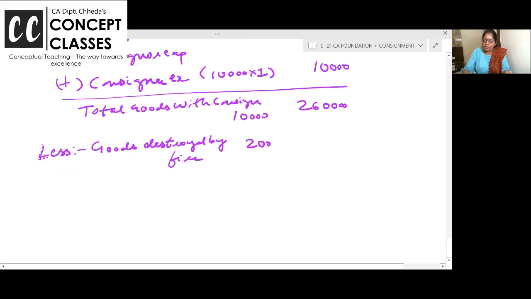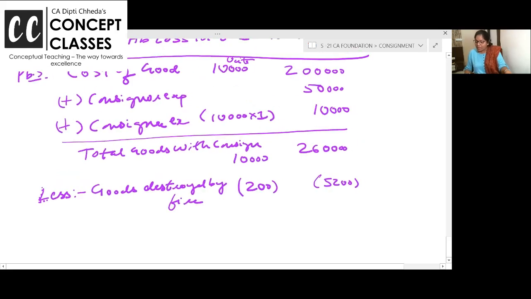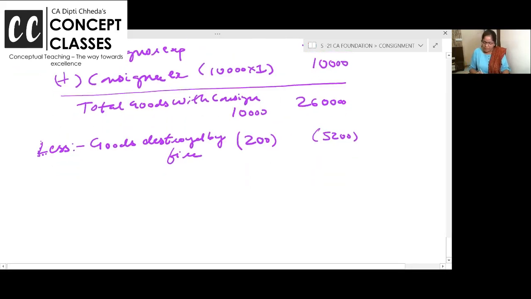260 into 200 divided by 10,000. 5,200 के goods lost हो गए. Just observe, in these goods I have added consignee's one-time non-recurring expense क्योंकि goods आपके godown में lost हुए हैं. तो जो one time expense लगाए, unloading and all, वो तो आना ही चाहिए ना.